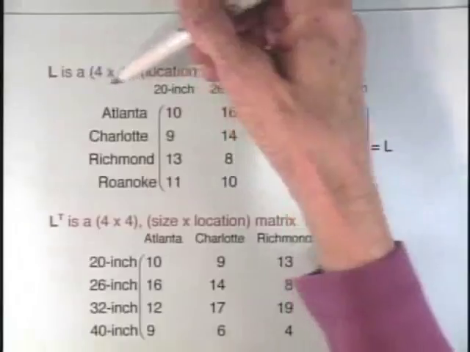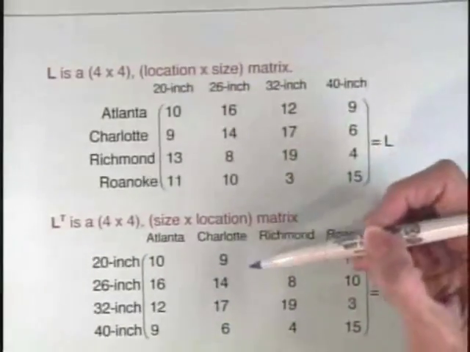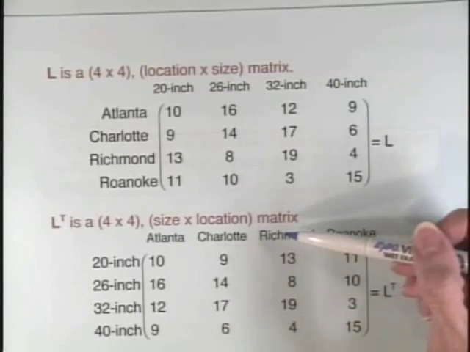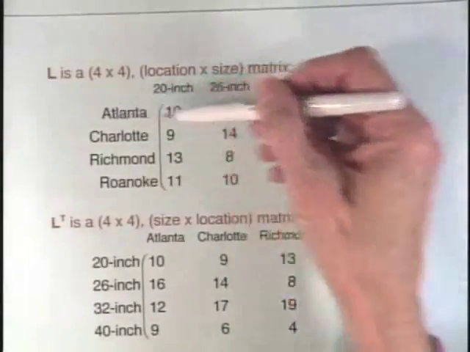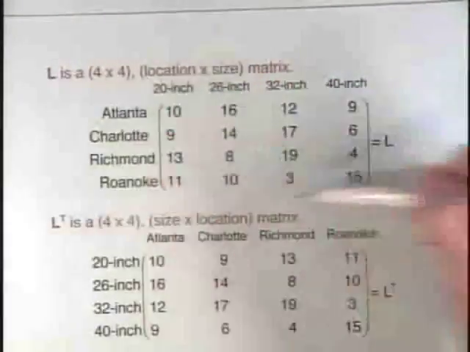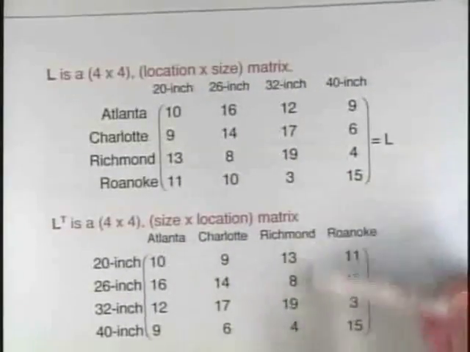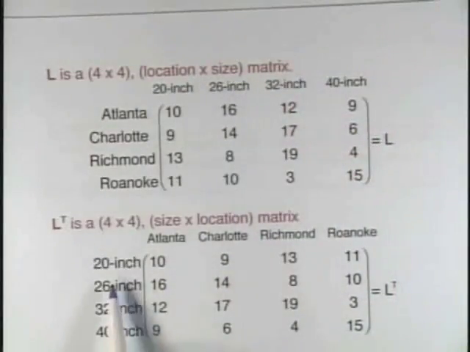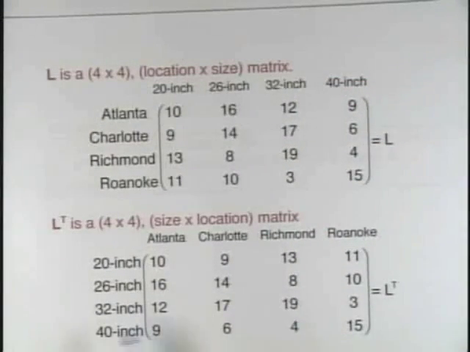Recall that we have L equal to location by size. So L transpose has to be size by location. The row headings become the column headings as the numbers change. The column headings become the row headings so that they now match the numbers. So this is L transpose.